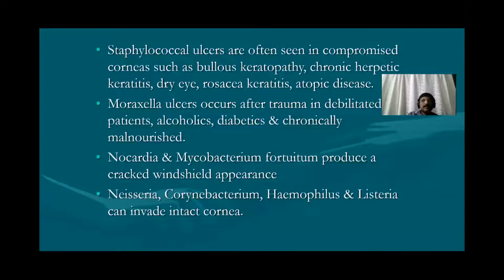Staphylococcal ulcers are seen in compromised corneas such as bullous keratopathy, chronic herpetic keratitis, dry eye, rosacea keratitis, and atopic disease. Moraxella ulcers occur often after trauma in debilitated patients, alcoholics, diabetics, and chronically malnourished patients. Nocardia and Mycobacterium ulcers produce a cracked windshield appearance. Neisseria, Corynebacterium, Haemophilus, and Listeria are the organisms which can invade the intact cornea.